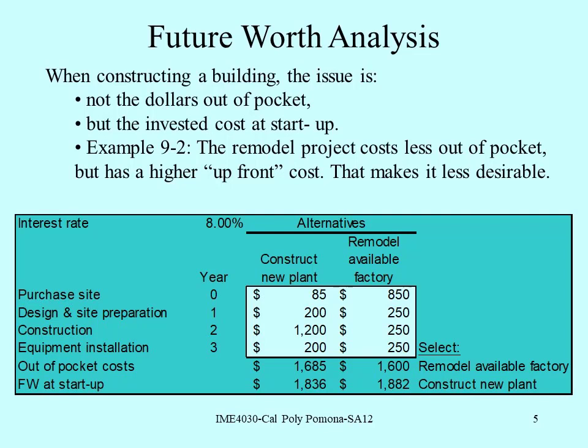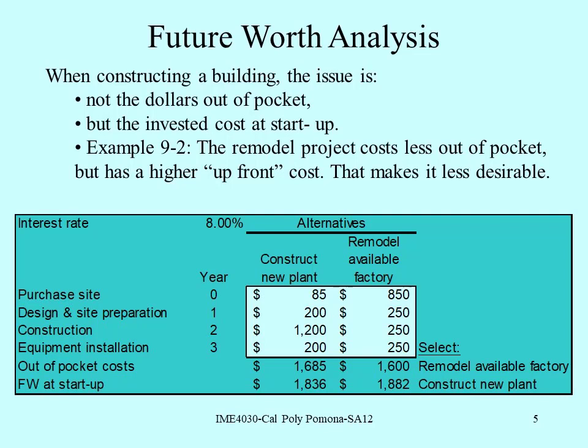And for the remodel, it's $1,600,000. Now you would think that constructing the new plant, being higher, would be less desirable than the remodel option. But if you look at the future worth of those two options at 8%, and 8% is our assumed minimum attractive rate of return here, then you'll see that the future worth at the MARR is less with the construction option.